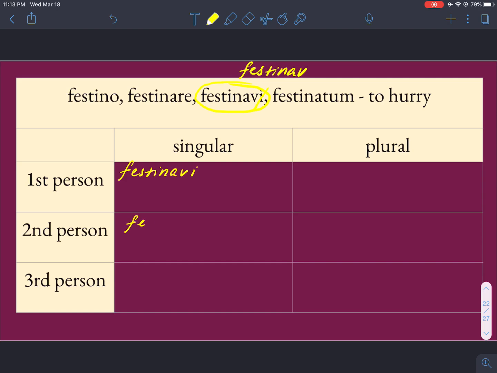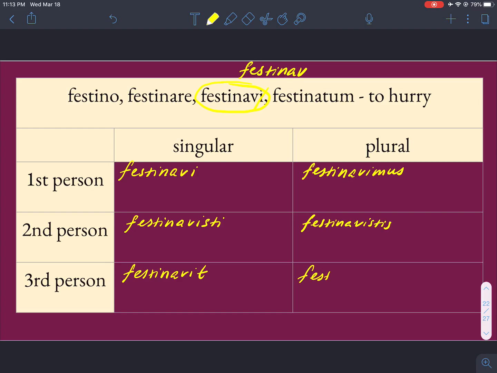Festinavi, festinavisti, festinavit, festinavimus, festinavistis, and festinaverunt.